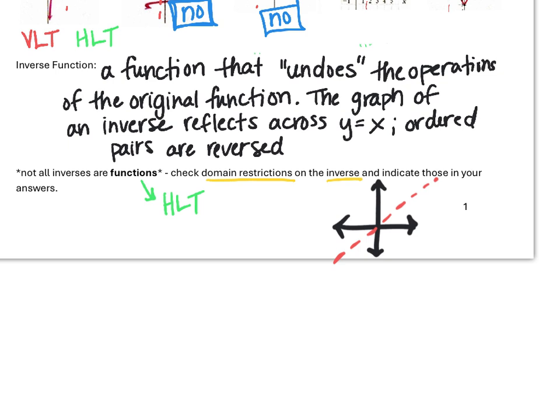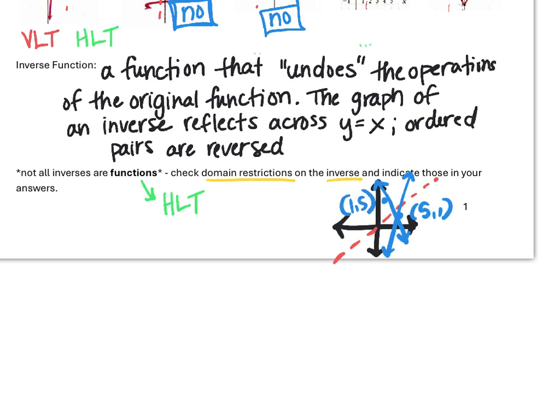And the other way to look for inverses and to decide how to graph an inverse is that the ordered pairs are reversed. So if one of our functions has an ordered pair of 5, 1, for example, so say it's like going like this. The other function would have 1, 5. So it would be like that. Okay, so it just reverses the order of the ordered pairs.